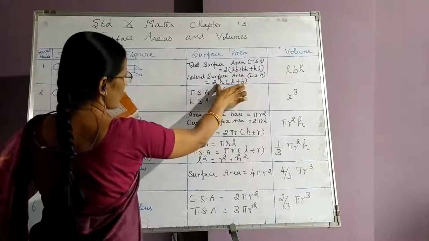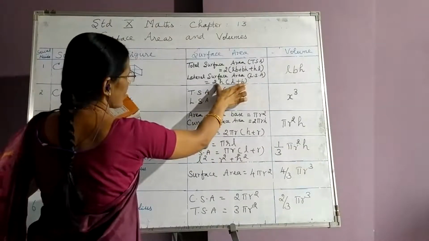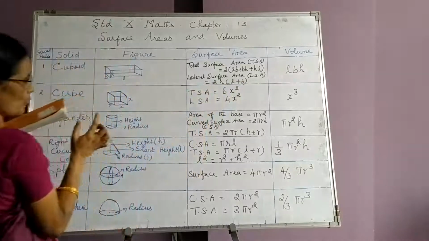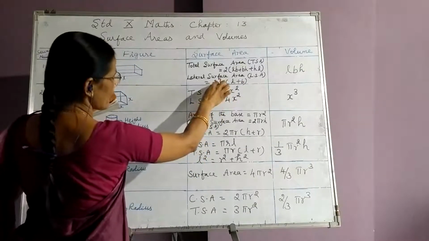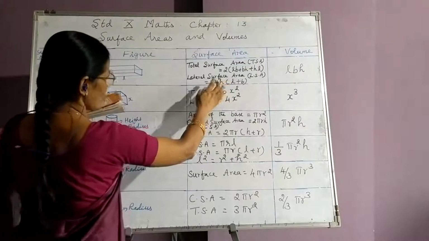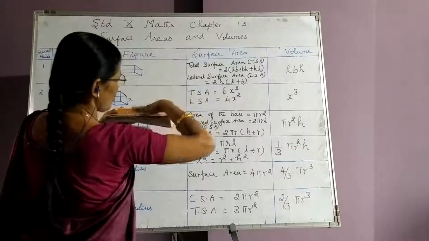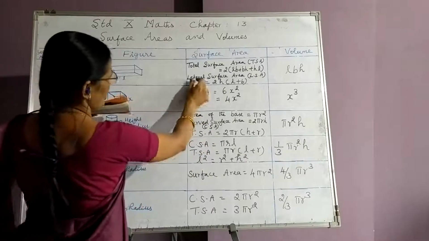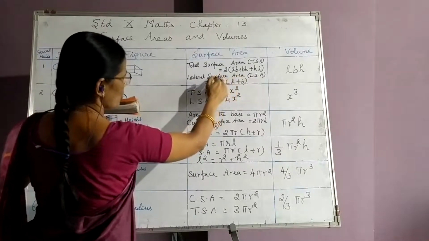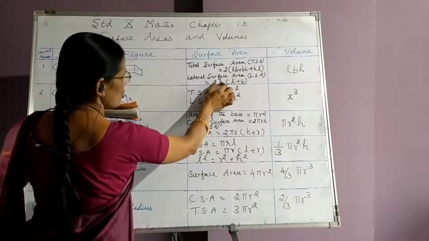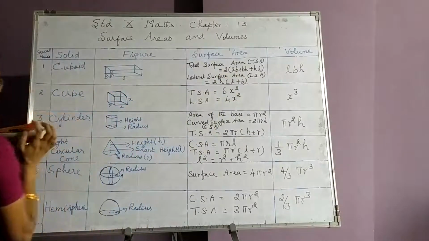This 2H into (L plus B) also represents area of 4 walls of a room. Therefore, the ceiling is excluded and the floor is also excluded. So, it is like lateral surface area of a cuboid only. So, lateral surface area of a cuboid or area of 4 walls of the room are the same, which is equal to 2H into (L plus B).